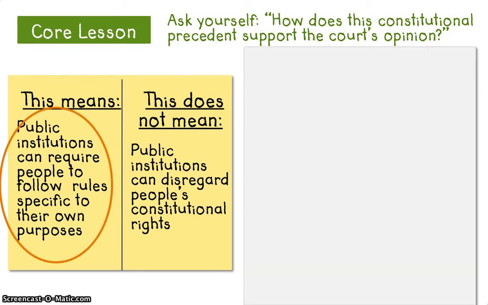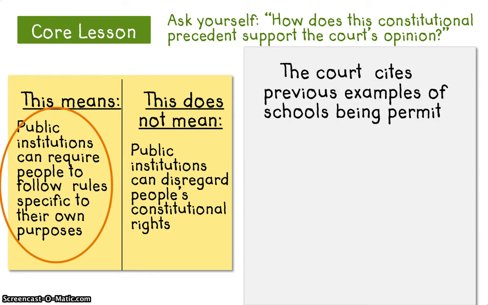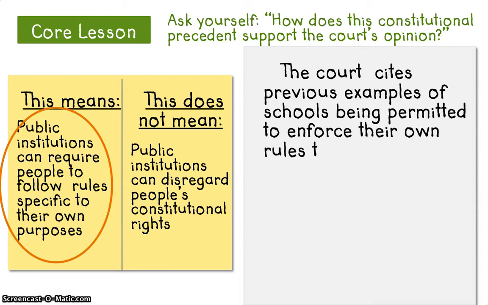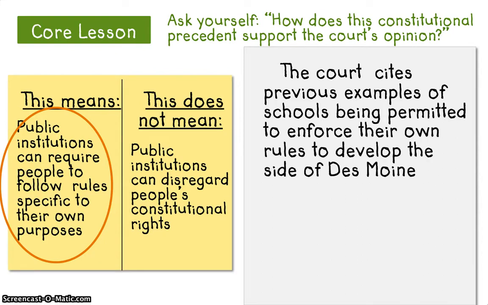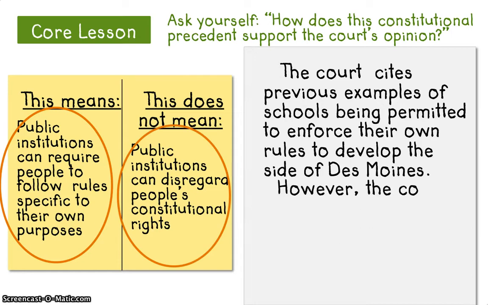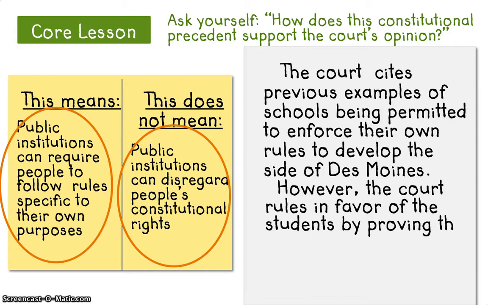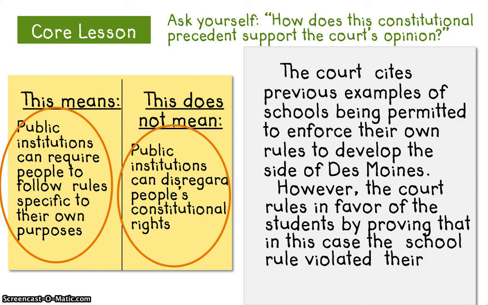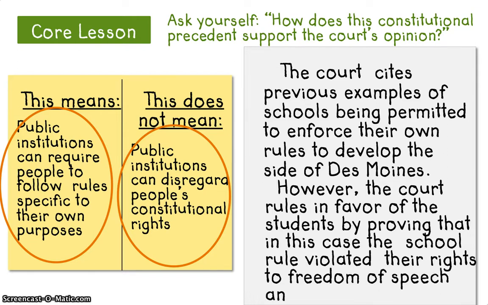First, I'll look at the fact that the court cites previous examples of schools being permitted to enforce their own rules. This develops the side of Des Moines. Overall, though, the court sees that these previous cases cannot mean public institutions disregard people's constitutional rights. I'll add to my notes that while they developed the side of Des Moines, the court eventually rules in favor of the students by proving that in this case, the school rule violated their rights to freedom of speech and expression.